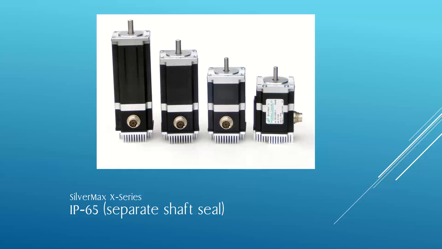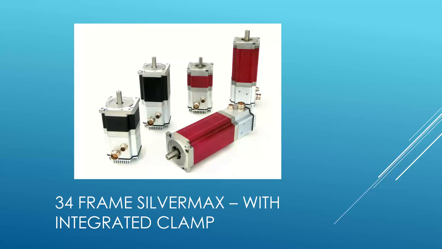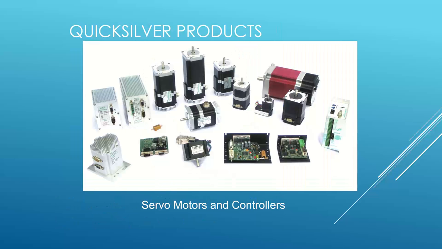Except the shaft. So if you need the shaft on there, we have shaft seals that will go through and cover that. But there are M16 connectors on there and give you your waterproof operation. These are a 34 frame, give you a lot more power, a lot more torque. And they also have clamp inside to handle the regenerated power when you're stopping large loads or heavy loads. And we'll give you some examples of those in actual applications.